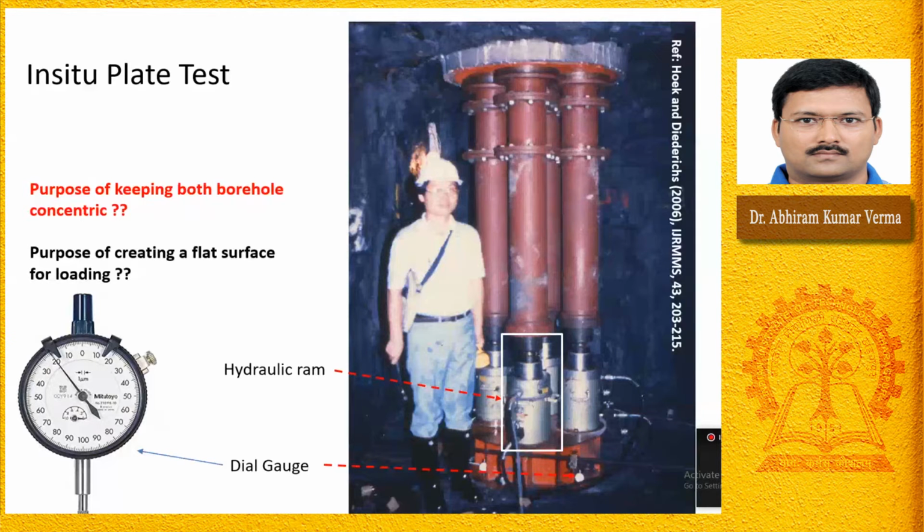My question over here is: what is the purpose of keeping both boreholes concentric? One important aspect is that while drilling these 2 holes, they should be concentric. So you have to think about why we want these holes to be concentric. Otherwise, what will happen? How is it going to affect the results if they are not concentric? So we are making the upper hole and the lower hole concentric, and then we are applying the load.